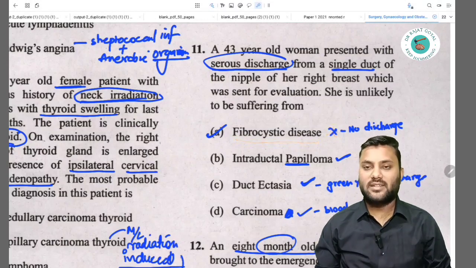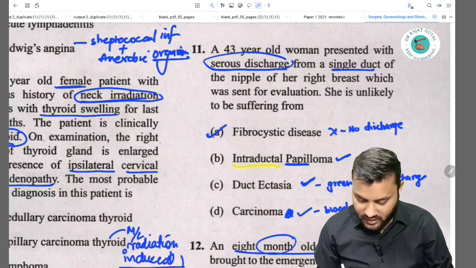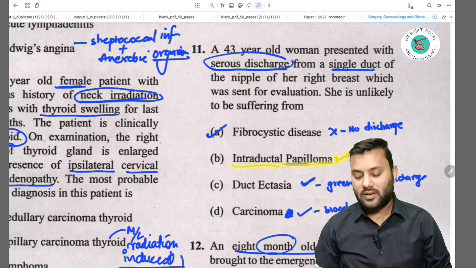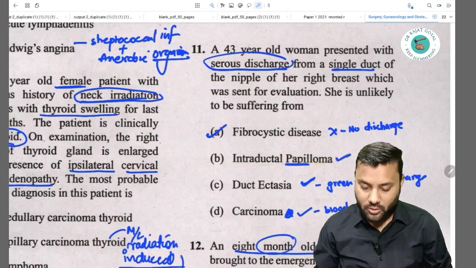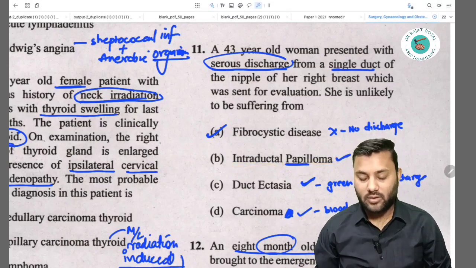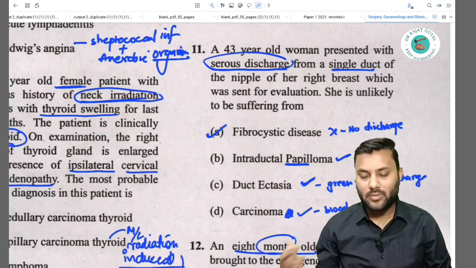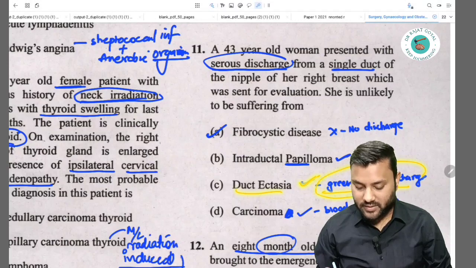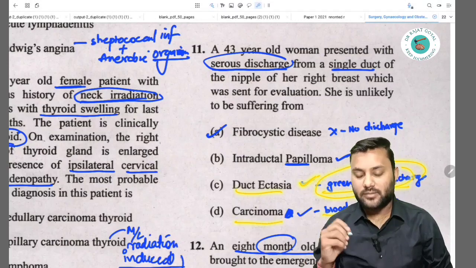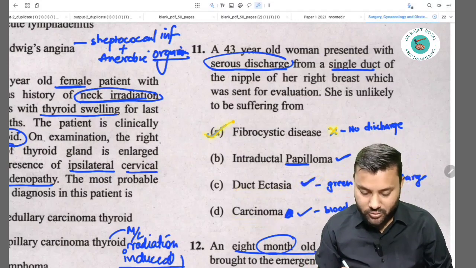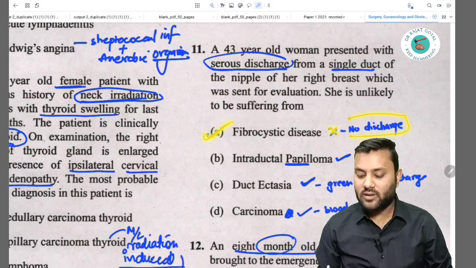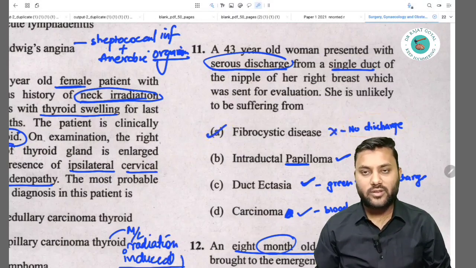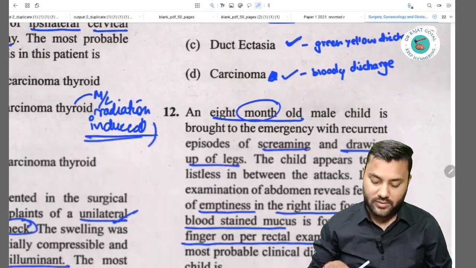In fibrocystic disease, there is no discharge, and in intraductal papilloma, yes, it is one of the common cause of the serous discharge from the breast. Ductectasia also, a greenish discharge is present, and in carcinoma bloody discharge is present. So here the answer will be fibrocystic disease, option A, because in fibrocystic disease generally there is no discharge from the breast or the nipples.